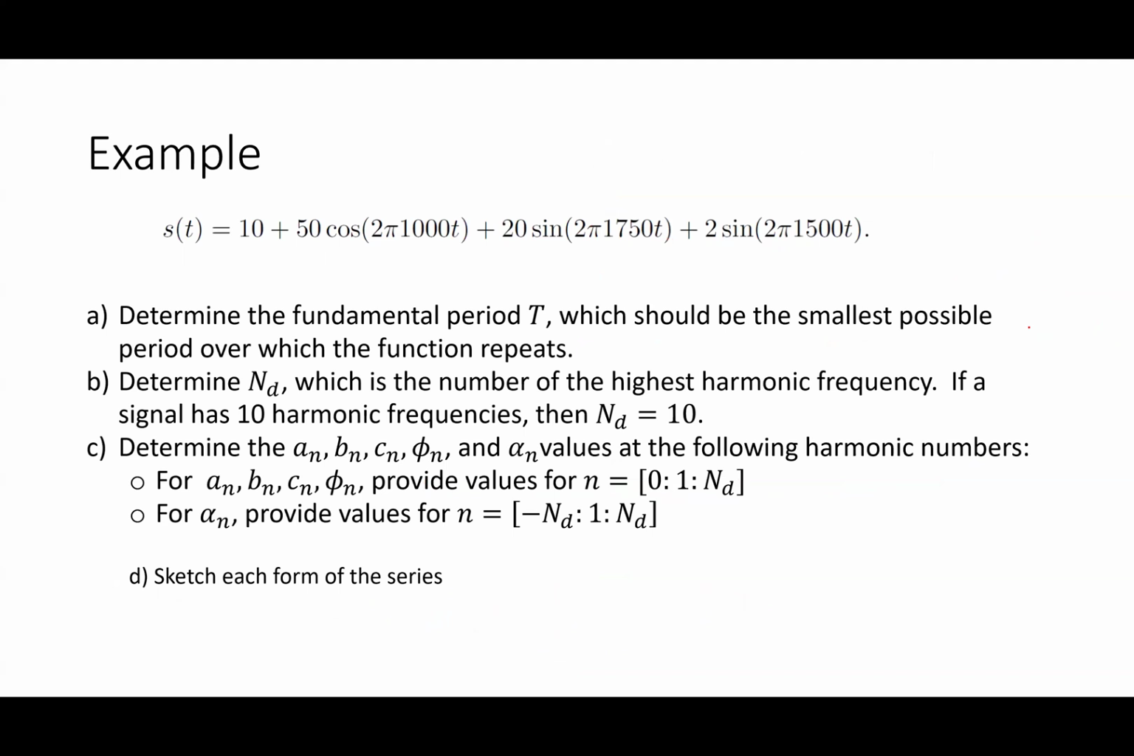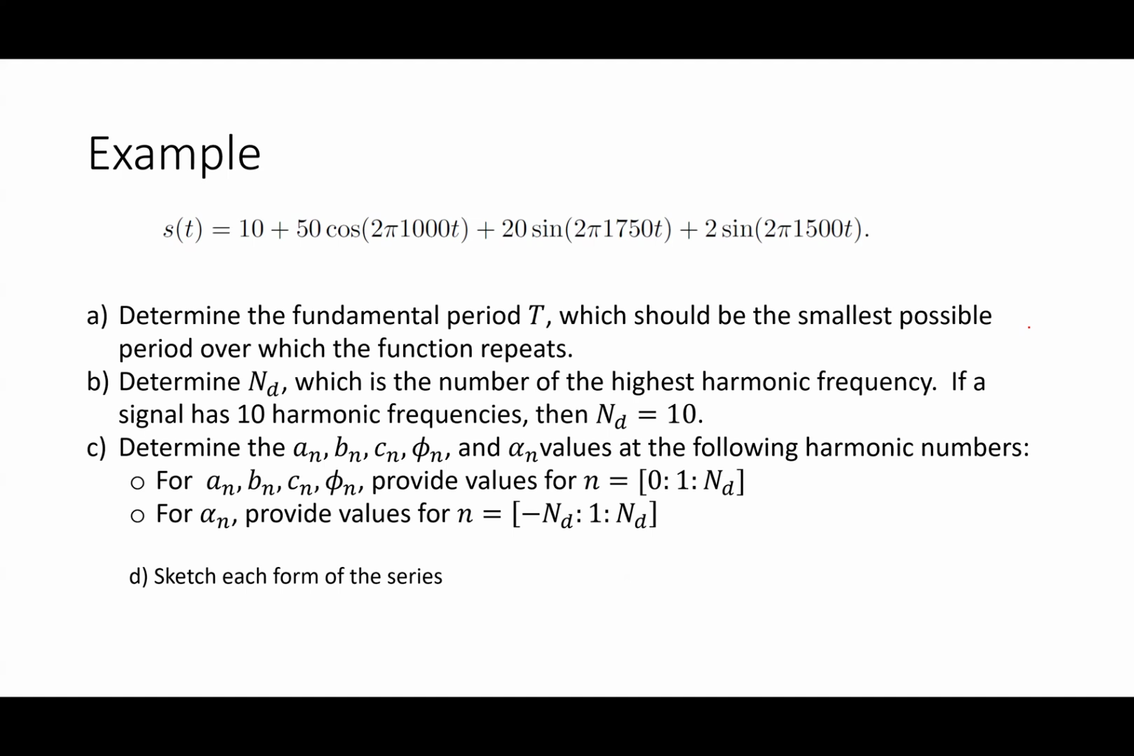So last time we started with this. I gave you this signal S of t. We actually went through the first two parts of this, parts A and B. And then I stopped at this last part. All right. So we're going to pick up with this last part again, but I want to review here real quick. So 10 plus 50 cosine 2 pi 1000 t plus 2 pi 1750 t plus 2 sine 2 pi 1500 t.